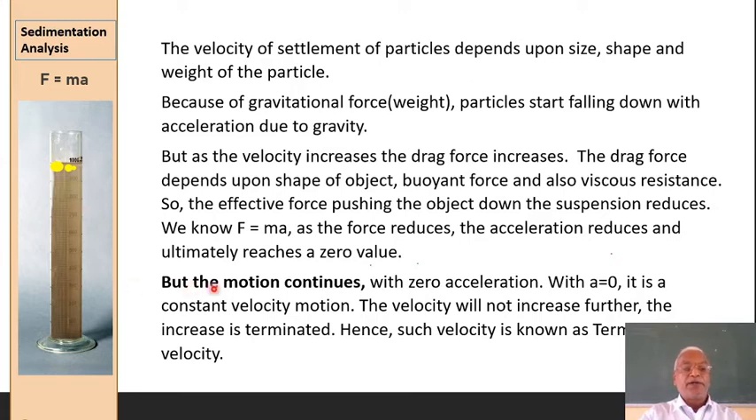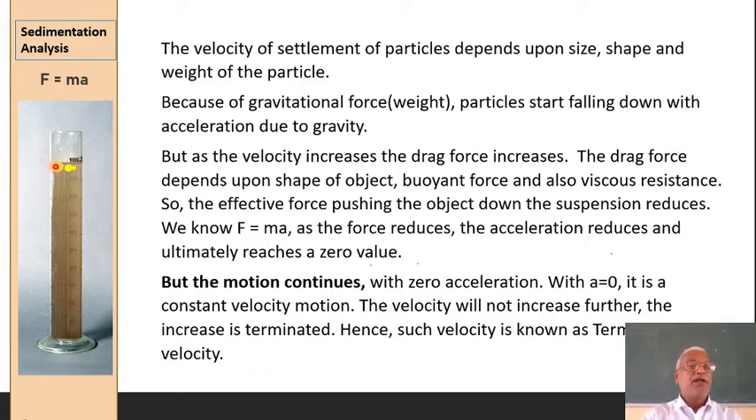So here, the motion continues with zero acceleration, with a equal to 0. It is a constant velocity motion. If a is 0, the velocity is constant. The velocity will not increase further. The increase is terminated. Hence, such velocity is known as terminal velocity.